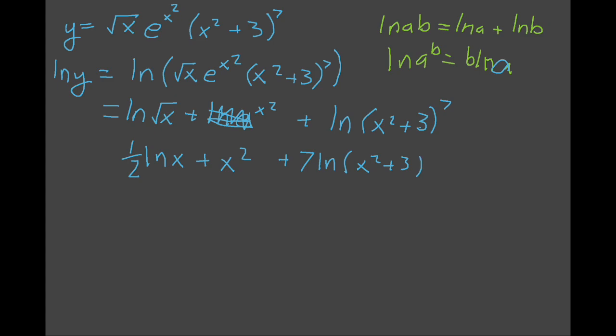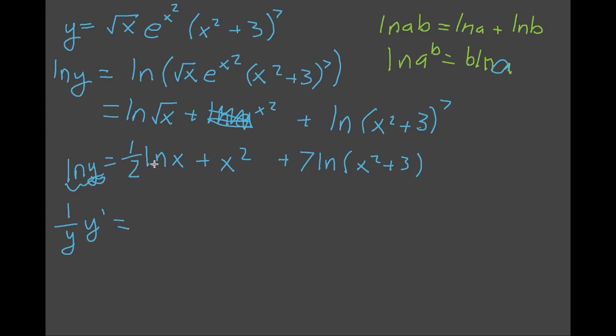And now we take the derivative of both sides. So keep in mind, none of these laws or rules replace taking the derivative. You still have to take the derivative. All we're doing is setting it up to where it would be easier for us to do so. So if we take the derivative of the left side, we'll end up with 1 over y times y prime. So that's our outside, inside.